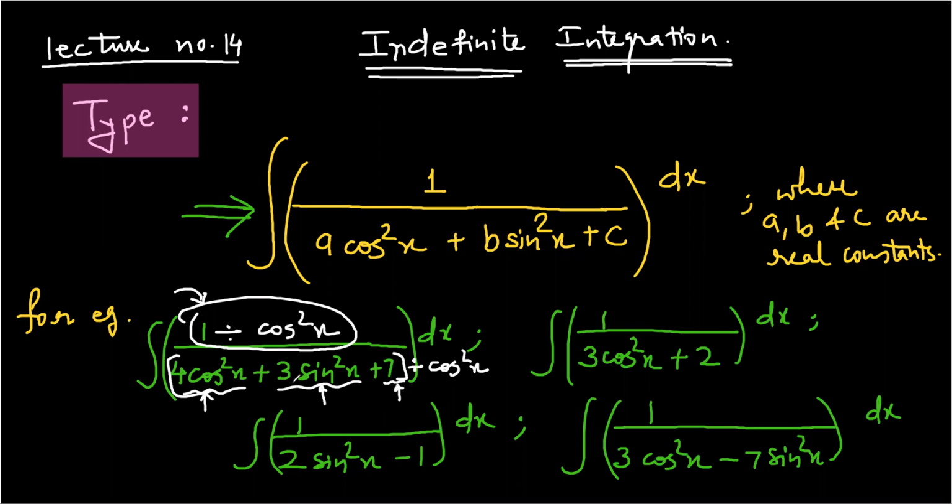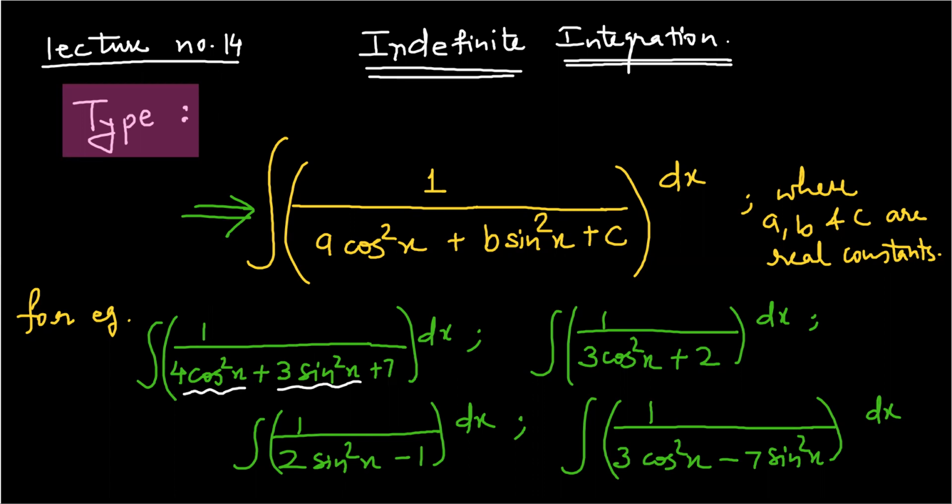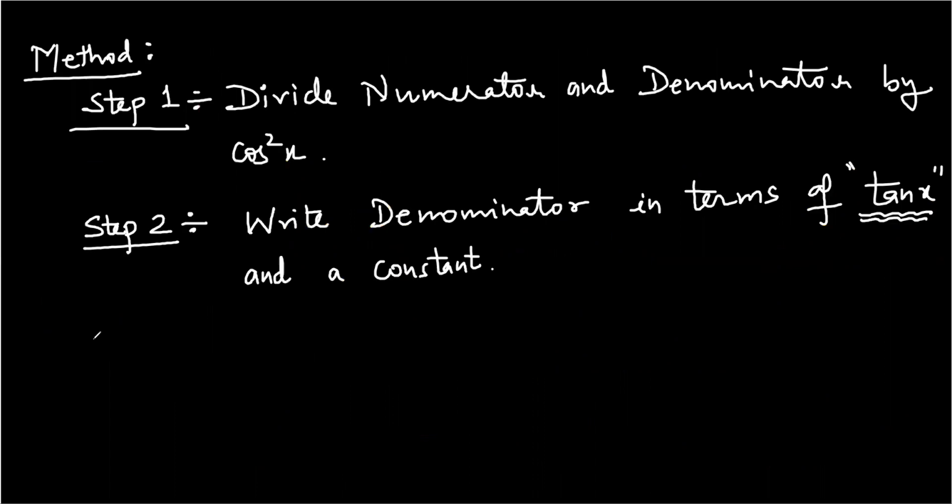After you have split, you will make sure that in the whole denominator you see only tan x and constant. It means in the denominator you should not have any cos, you should not have any sine, but you should have only tan terms with a constant. Then step 3. Step 3 is put tan x equals to t from the denominator.